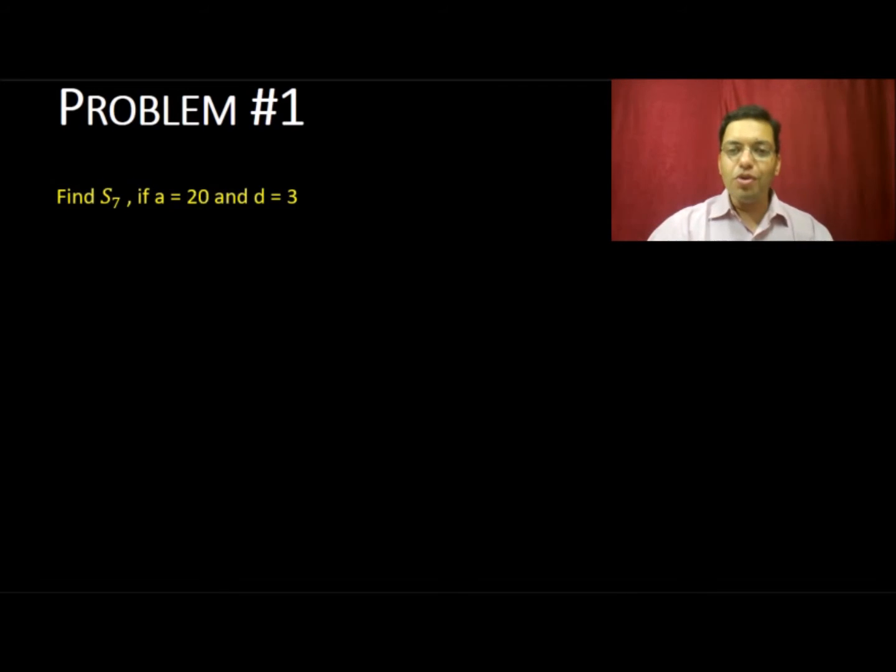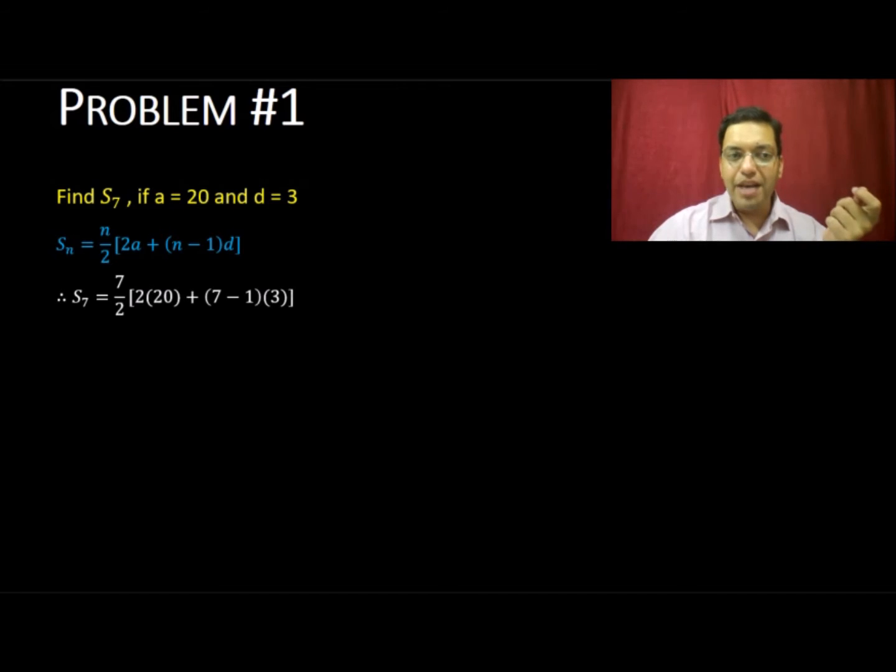Now for such problems, all that you need to know is the formula for Sn. And if you know that, you can plug in the values of a, d and n, which here is equal to 7, in the formula and find the answer. So Sn is equal to n by 2 into 2a plus n minus 1 into d. And plugging in our values, we can write therefore S7 is equal to 7 upon 2 into 2 into 20 plus 7 minus 1 into 3.